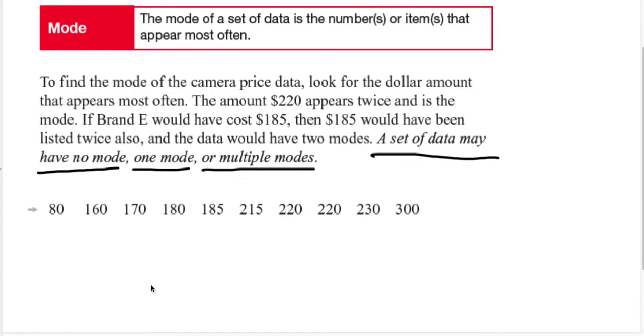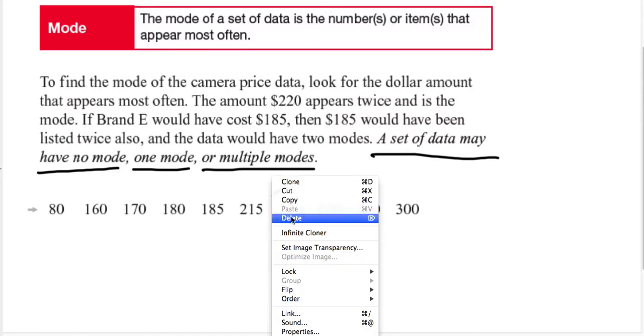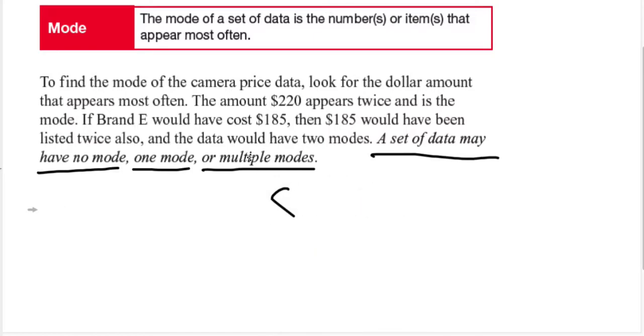So if you look at this one, 80, 60, 170, you notice that 220, oops, sorry, it's my bad, 220, now it won't appear.